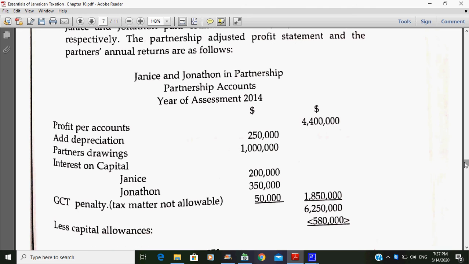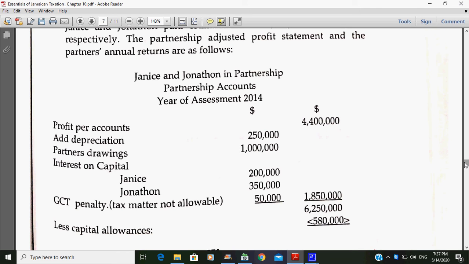So you're adding back the things that are not allowable. They are not allowable deductions to come up with profit. So the essence of it, folks, is that you are trying to bring back into the profit calculation what was taken out of it. Say, for example, depreciation would have been taken out to reach a profit. The rule is that depreciation doesn't affect profit.